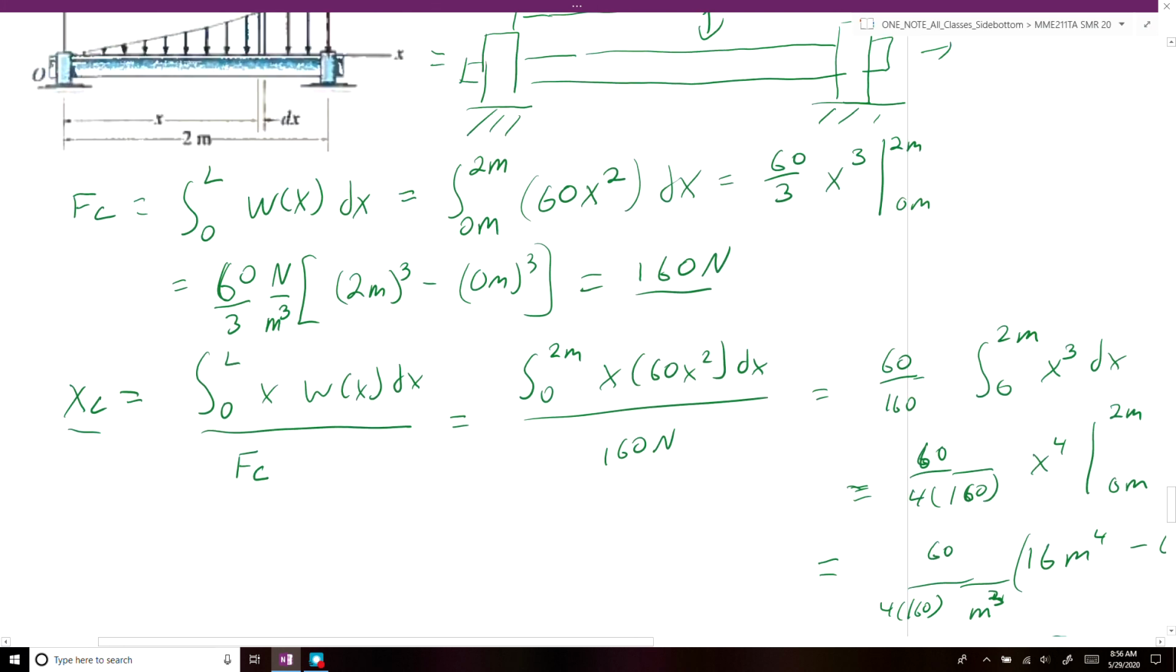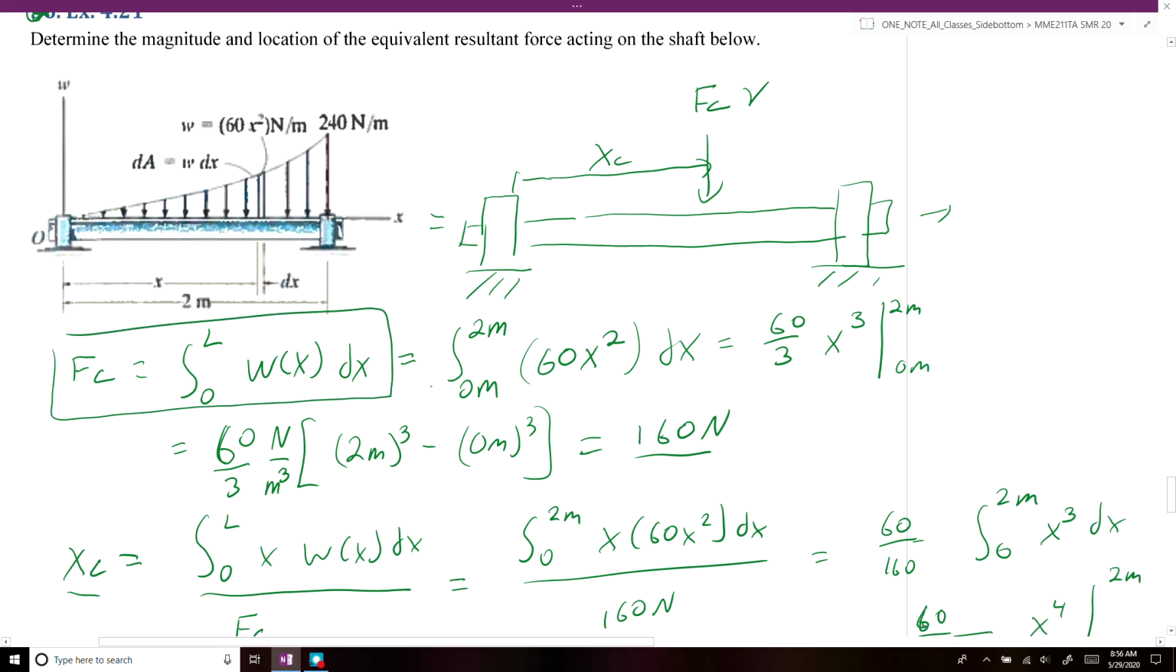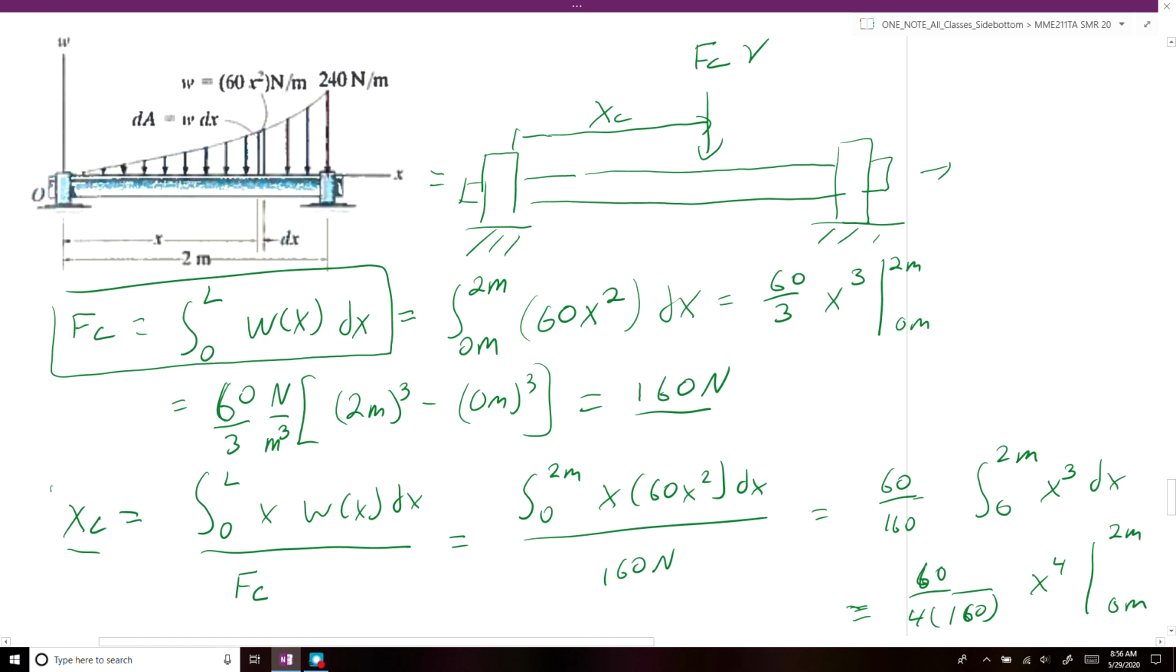So to recap, for these types of problems, you just have to evaluate these two integrals, really, these two equations here. Once you evaluate those two equations, you're good. That's all you have to do.